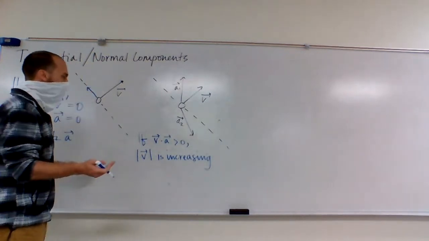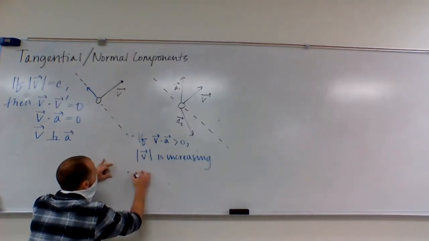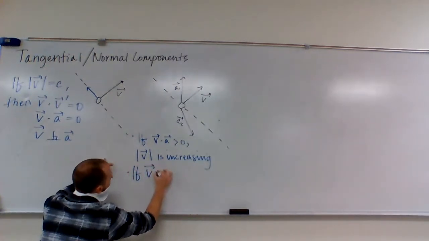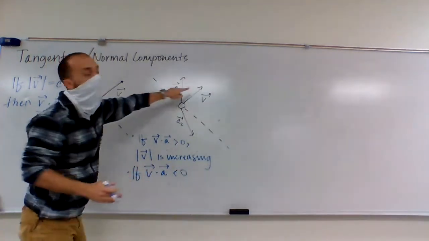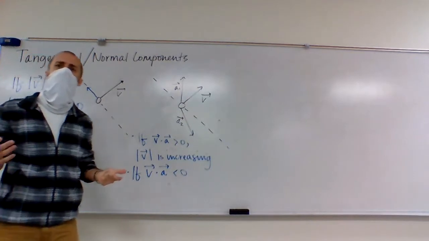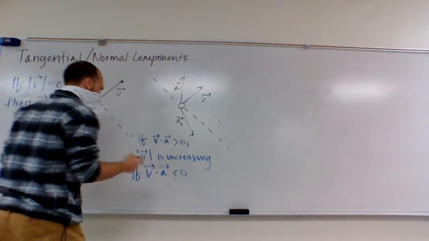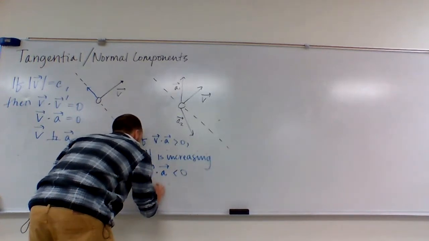And then I can say the opposite as well, that if v dotted with a is negative, then I know that there's an obtuse angle between v and a, and I know in some sense the acceleration vector is moving in the opposite direction of velocity. Okay, so then the length of v is decreasing.